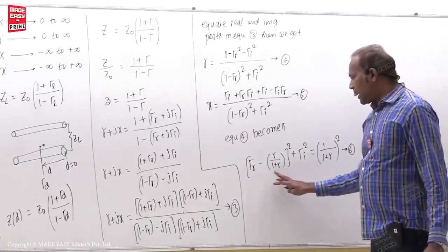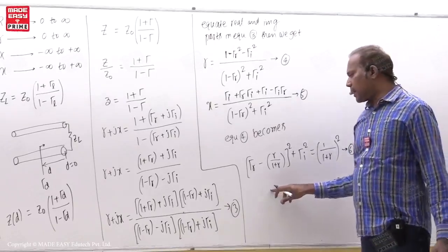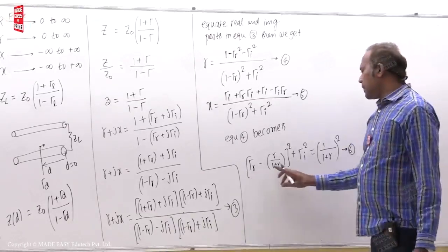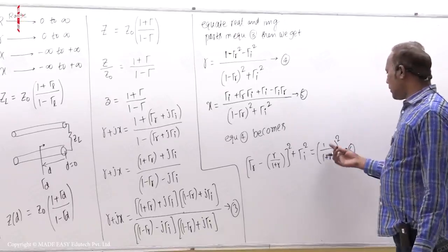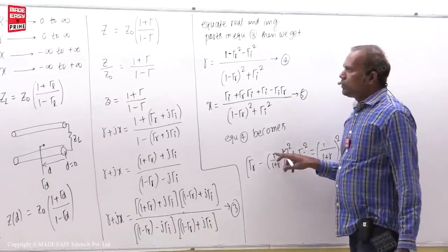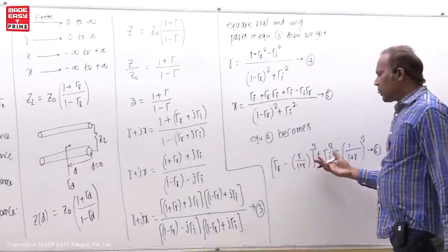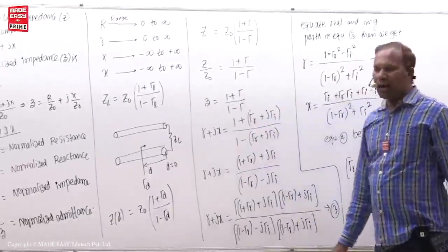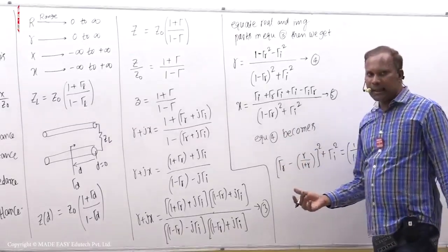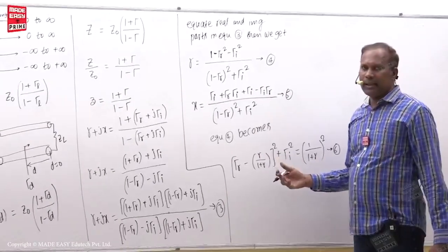This is circle equation on gamma r and gamma I plane. Radius is 1 by 1 plus r. Now you know this r value changes from 0 to infinity. For example, you put r 0, then you get one circle. Put r is equal to 1, you get second circle. You put r is equal to 3, you get third circle. In this way, you can put infinity values to r, then you get infinity number of circles.